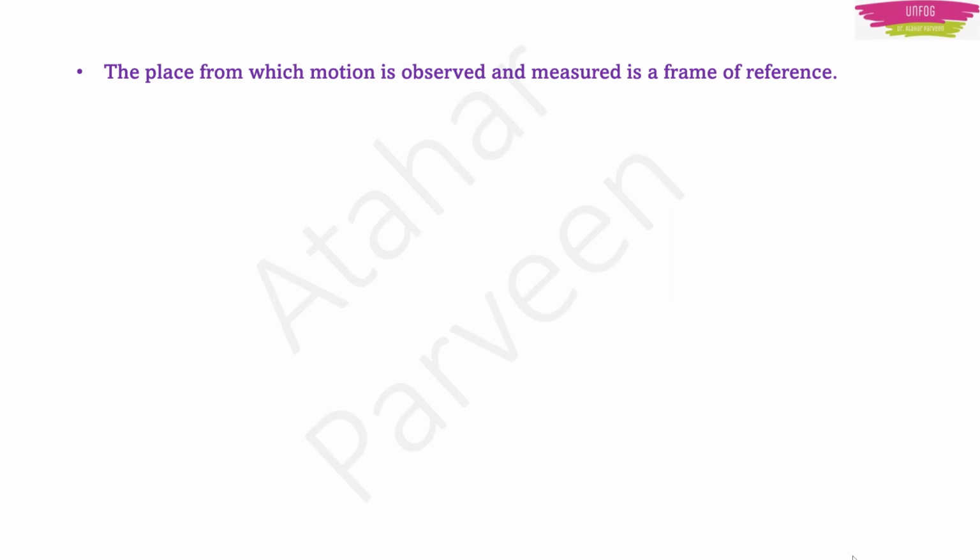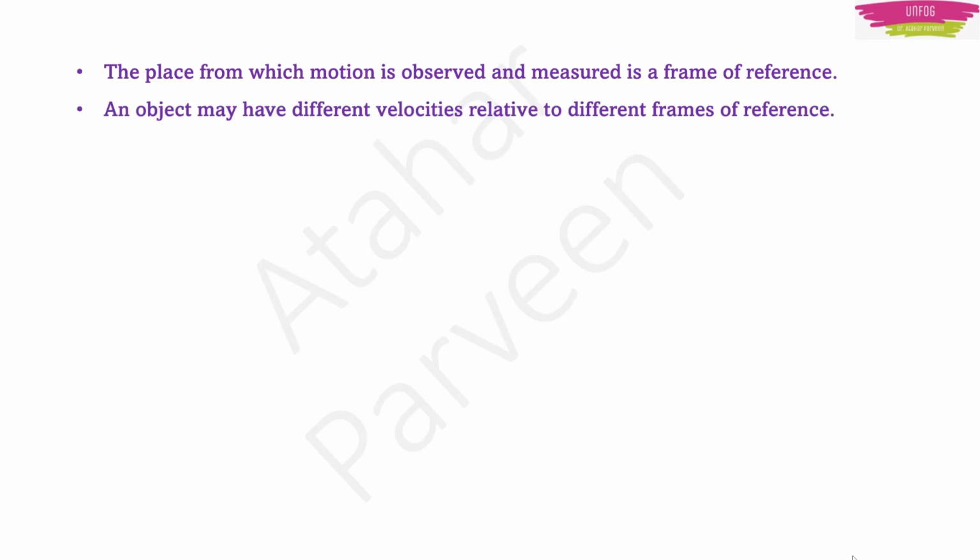So according to Tim, only Vincy was moving, because he is in the same frame of reference as Vincy. But according to Greg, Vincy is moving in the train, right? So according to Greg, Vincy and the train both are moving. So velocity has changed so much for Greg because he is standing on the ground. There are two different places, right? So the place from which motion is observed and measured is known as a frame of reference. An object may have different velocities relative to different frames of reference. That object could be Vincy.